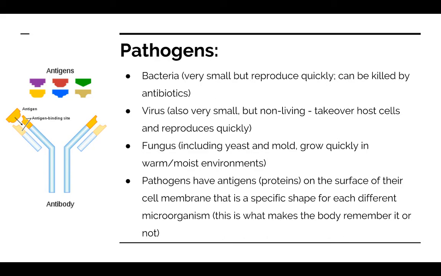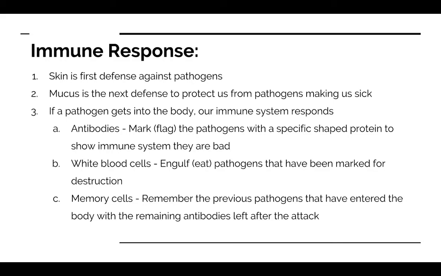Lastly, what you should know about pathogens is that they have antigens on the surface. And antigens are just these proteins with a specific shape that sits on their cell membrane. And each different microorganism has a different antigen on it. And this is what makes the body remember it or not. And then in a second, we'll talk about antibodies and how those shapes match up to actually cause that memory to happen later on when the pathogens enter the body again.